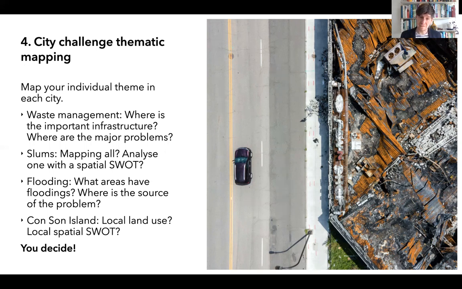For flooding, it's maybe mapping what areas usually have problems with flooding, and maybe see where the source of the problem is. Is the water coming on the streets? Where is it coming from? Is it coming from the rain, from higher areas going down to this area? Is it coming from the river, or what is the problem in this case? And for Concern Island, we made a special map. So maybe it's identifying the local land use. So maybe it's doing the land use map again, detailed on Concern Island, or it's maybe a local spatial SWOT. You decide this.